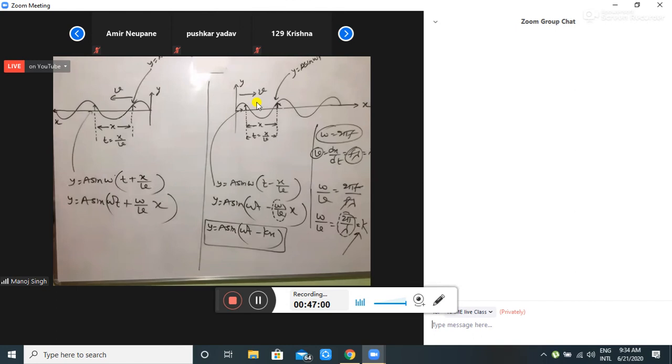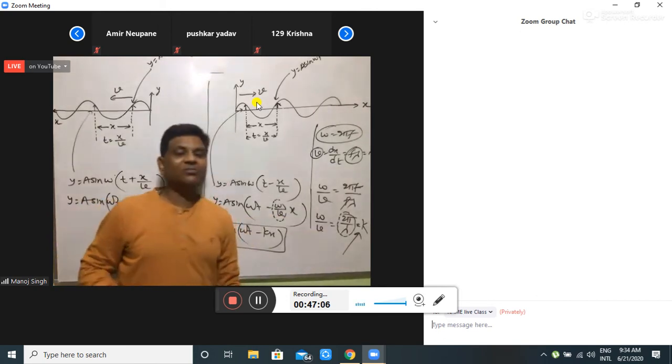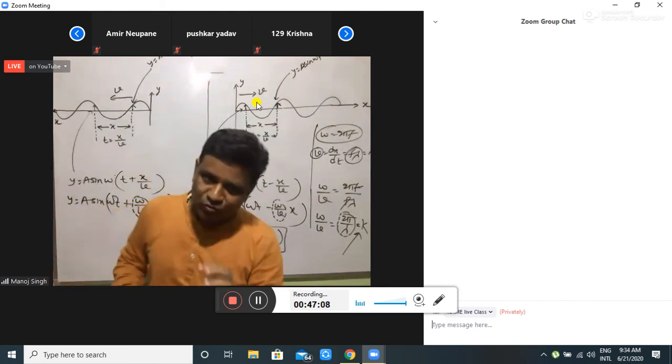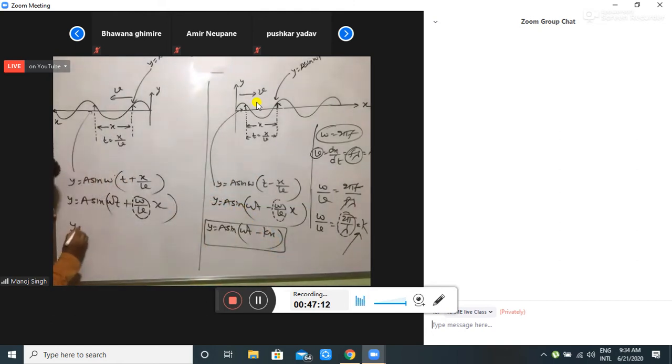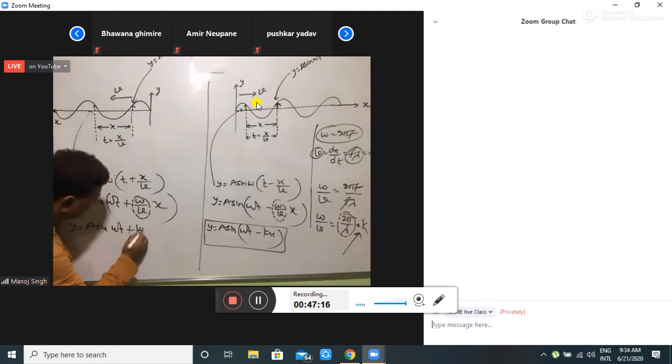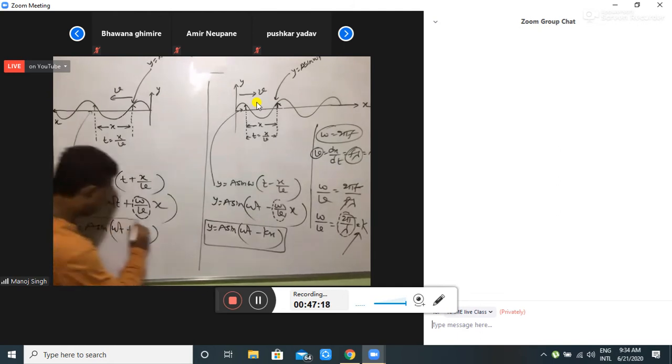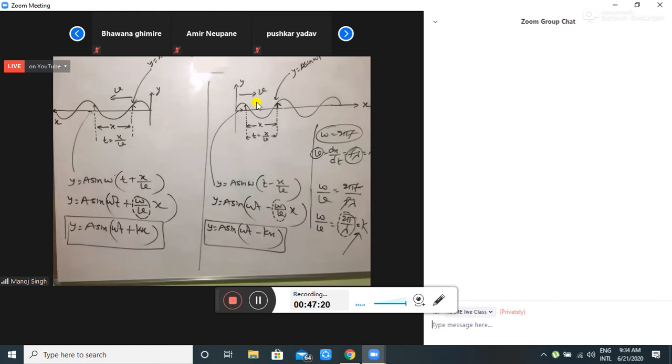Multiplying inside by omega, this omega by v is nothing but k. k is the angular wave number. So y is equal to a sine of omega t plus kx. This is the other equation of progressive wave.